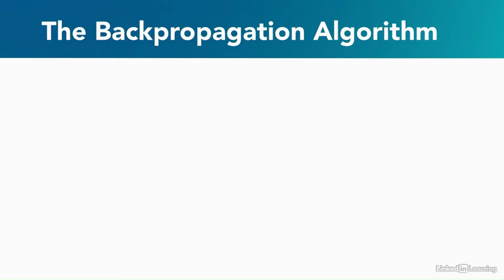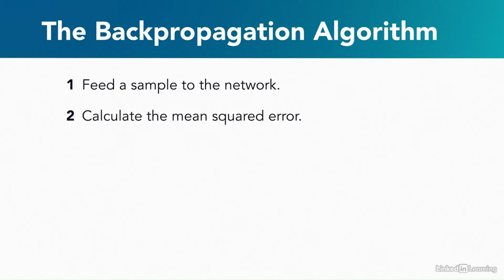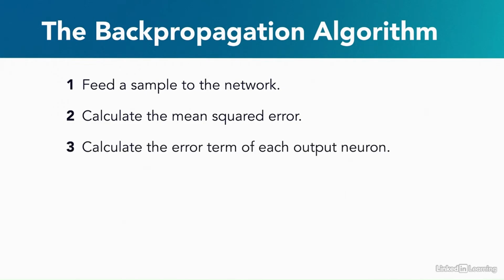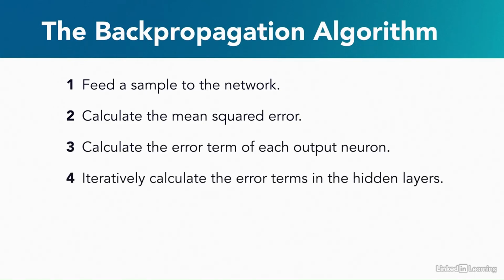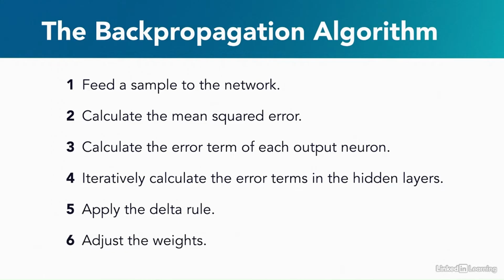So here are the steps of the backpropagation algorithm to train a multi-layer perceptron with one sample. 1. Feed a sample to the network. 2. Calculate the mean squared error. 3. Calculate the error term of each output neuron. 4. Iteratively calculate the error terms in the hidden layers. 5. Apply the delta rule. And 6. Adjust the weights.